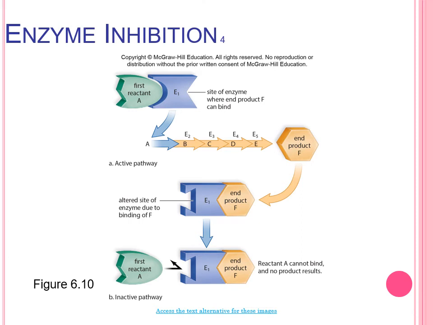We could also have a positive feedback mechanism where the end product would promote additional reactants to bind to the enzyme to facilitate more products. But in this case, we have a negative feedback because the product that is produced by the first chemical reaction therefore turns around and turns the system off and prevents the reactants from binding to the enzyme.